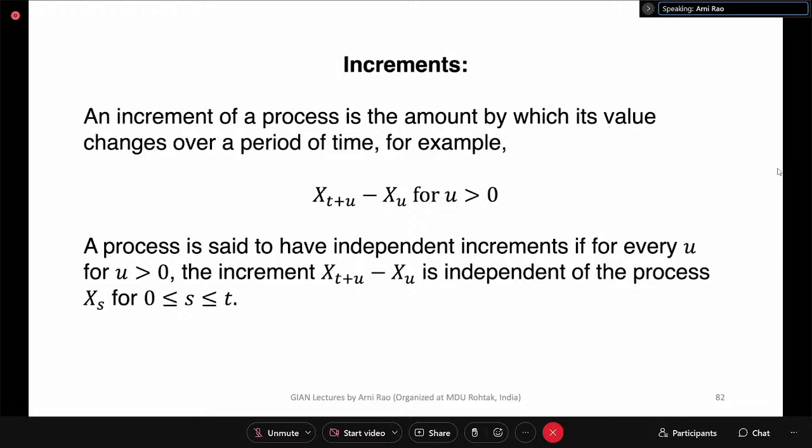These technical terms we'll use because I suddenly defined stationarity and increments, as we are going to use those things in the future examples. Xt equal to log xt, this kind of function, has independent increments.